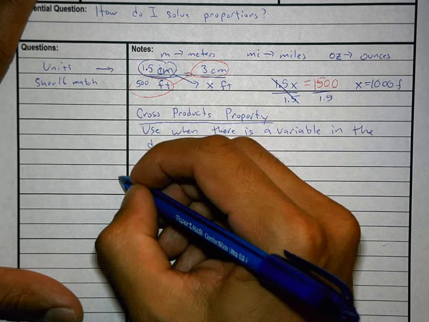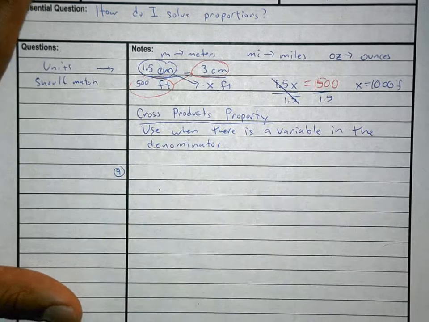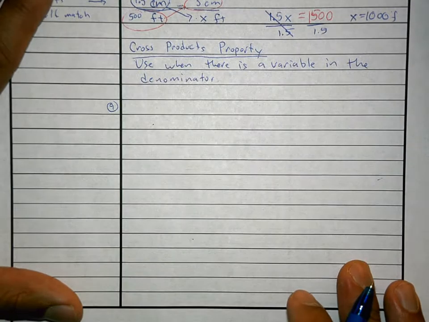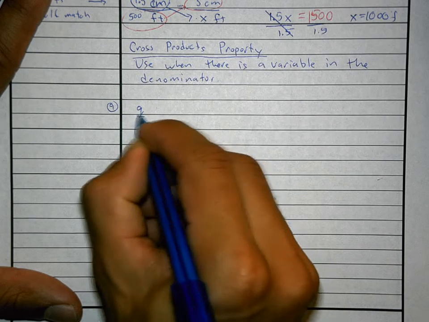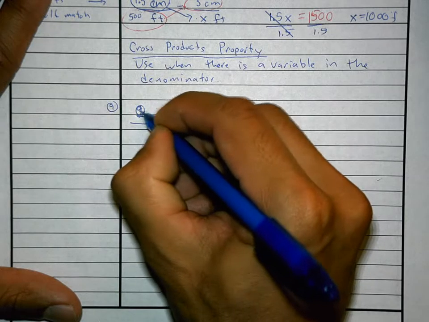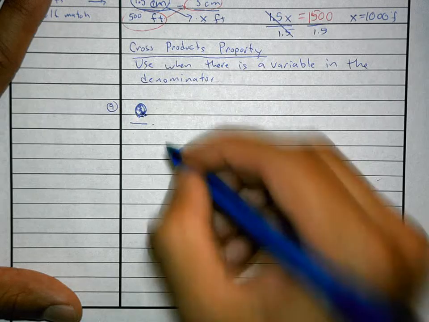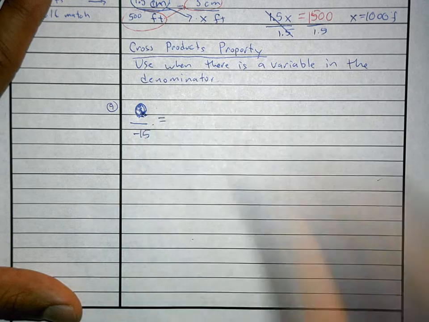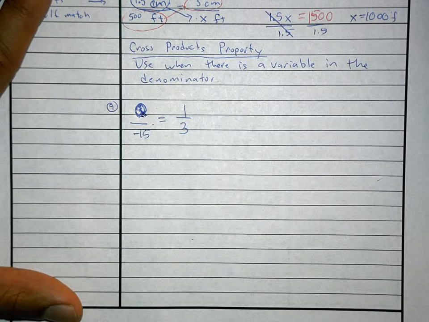Let me give you an example, and I'm going to put a number 9 right here in parentheses. This is going to look like number 9 on your worksheet. I'm going to use Q. That's a Q. I'll do a capital Q. That's easier to see. Capital Q over negative 15 equals 1 over 3. This is supposed to say capital Q over negative 15 equals 1 over 3.